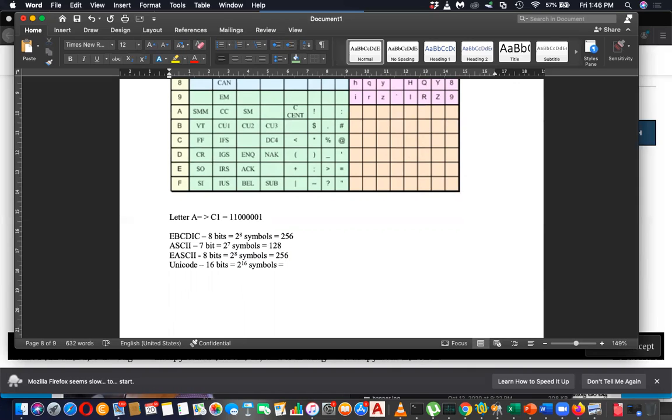65536. 2 to the power 16 means 65536. Sorry, correct, right? Yes, 65536. This is the symbol.